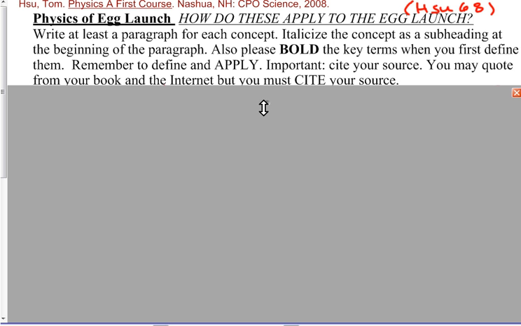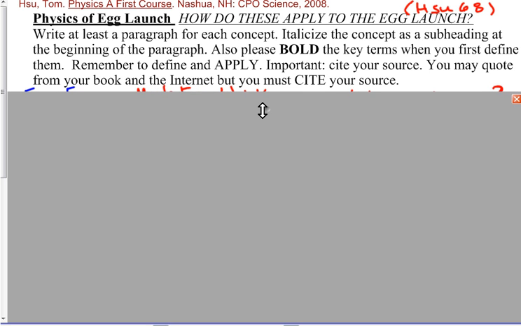And so there's the full MLA style of documenting that, and I recommend parenthetical citation at the end of the sentence. So you're supposed to write several paragraphs about the physics of the egg launch and how this physics concept applies to the egg launch.